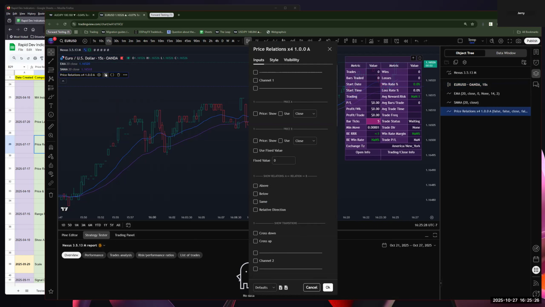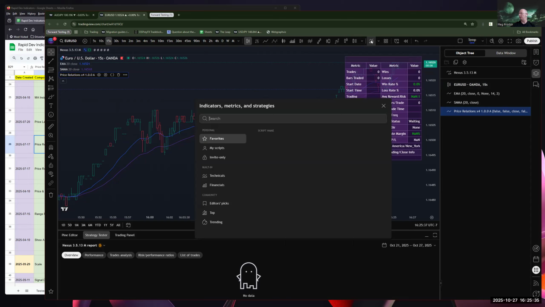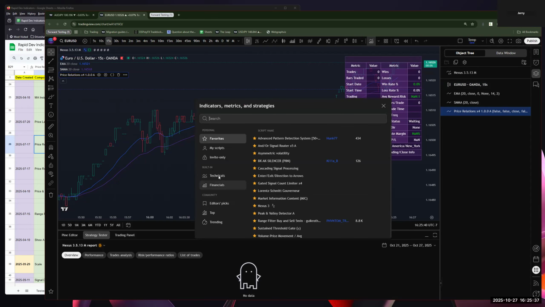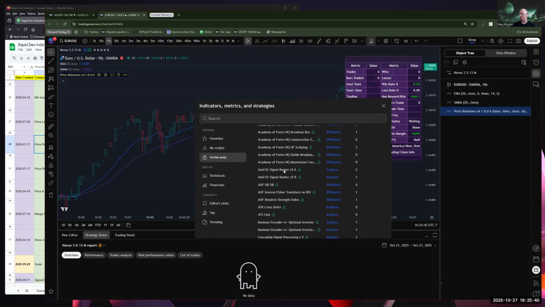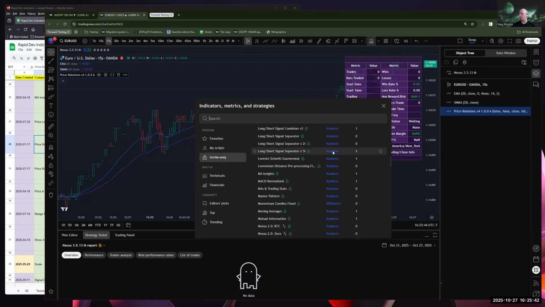Those are TradingView indicators you're looking at. Yes, these are TradingView indicators that you have access to through the invite-only section. Anything from coulombs, if you want to know, I've got that.